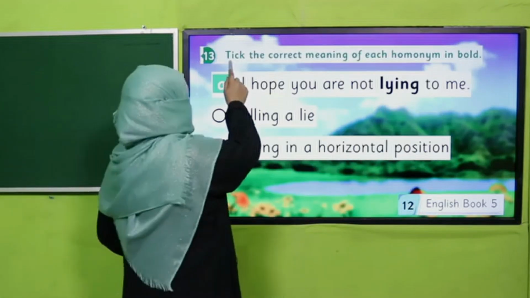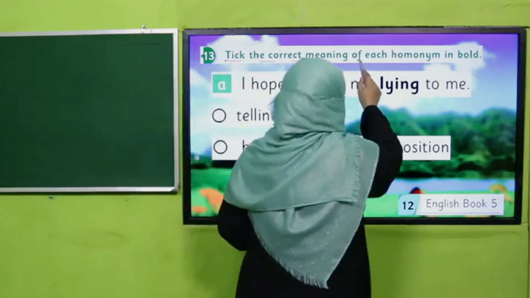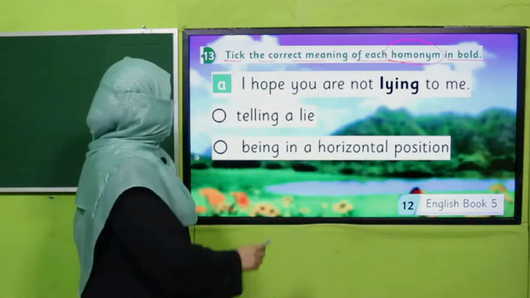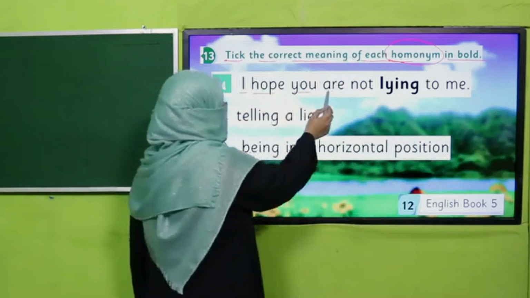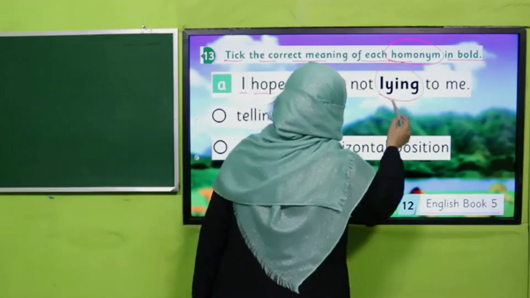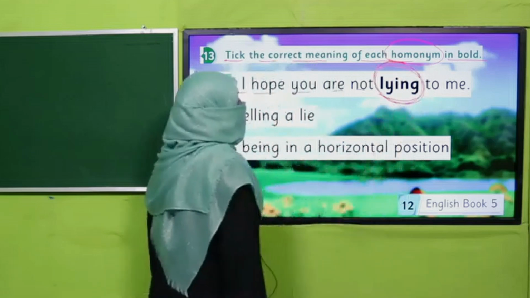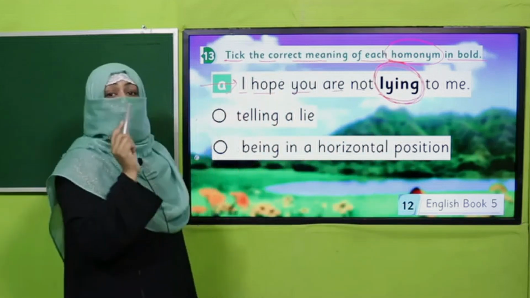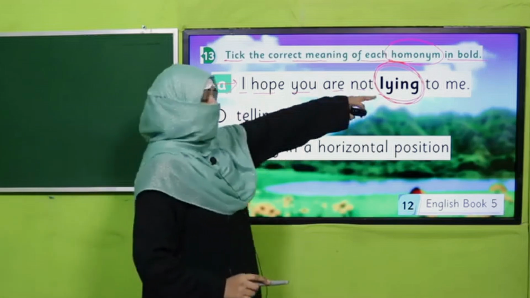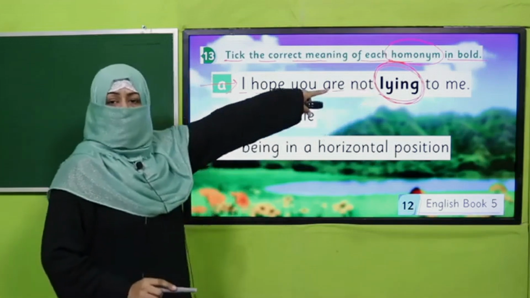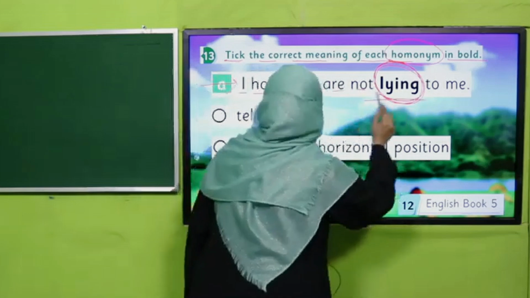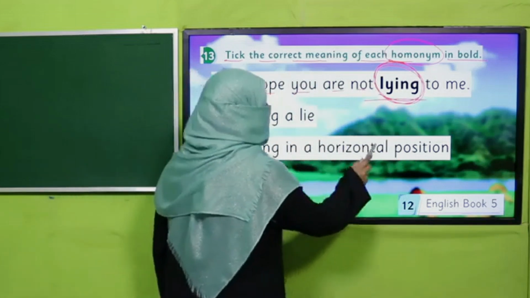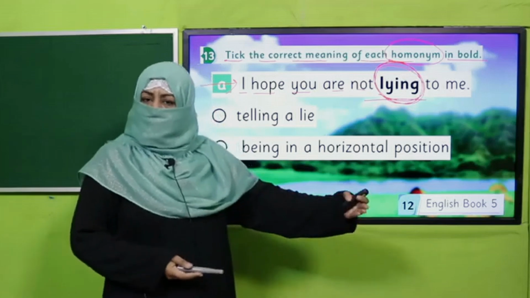Now what you are supposed to do, you will tick the correct meaning for each homonym in bold. I hope you are not lying to me. This word has been written in bold letters for you. According to the meaning of the sentence, you will select which meaning this word is referring to. What does this lying mean over here? First is telling a lie, and second is being in a horizontal position, the way you lie down to sleep.